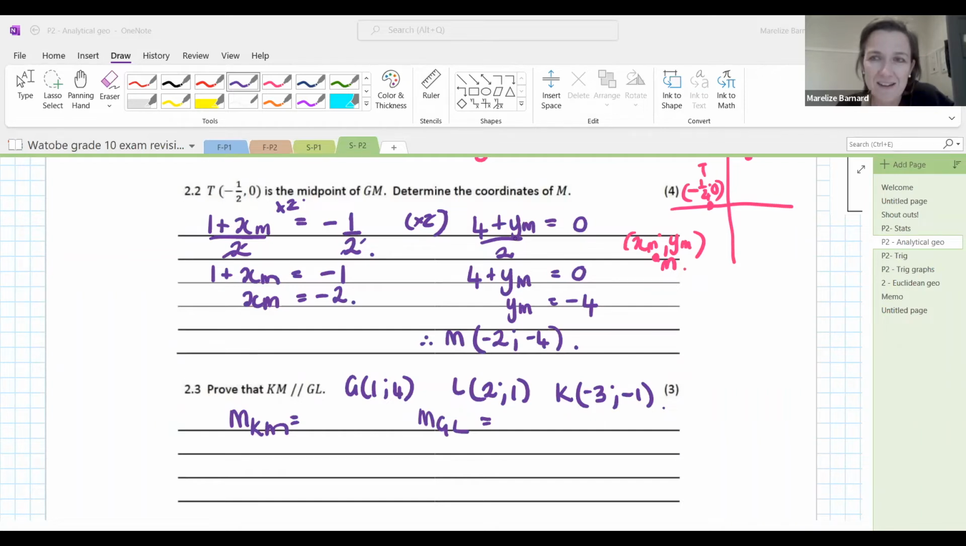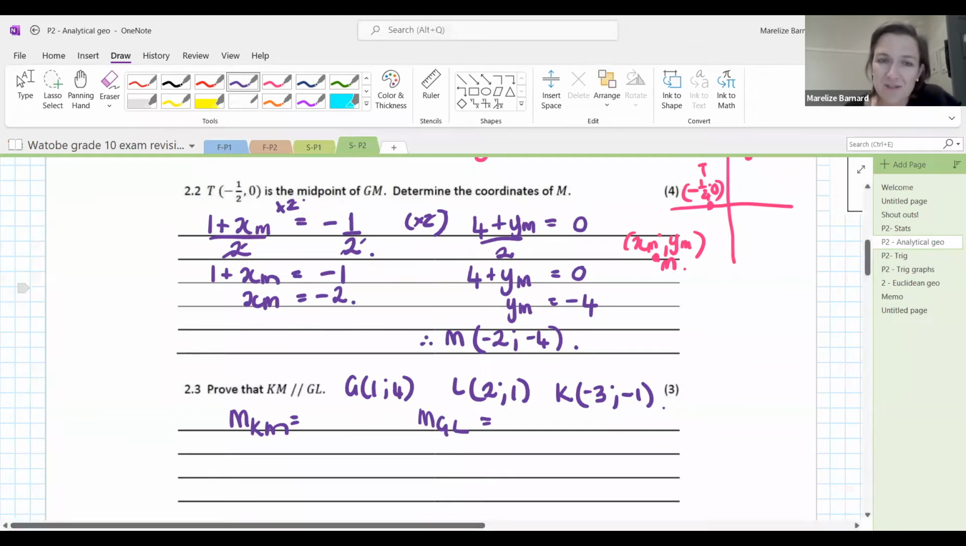What is everybody else getting? Please share your answer in the chat. What is the gradient of Km? What do you think, Ayanda? Grade 9s could do this. Okay, so Sipo says -5/4. Grade 9s could do this, and you guys are on your way to grade 11.